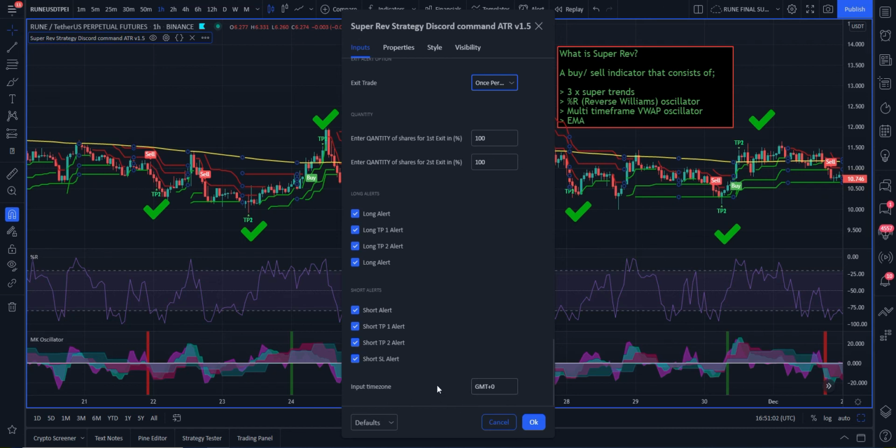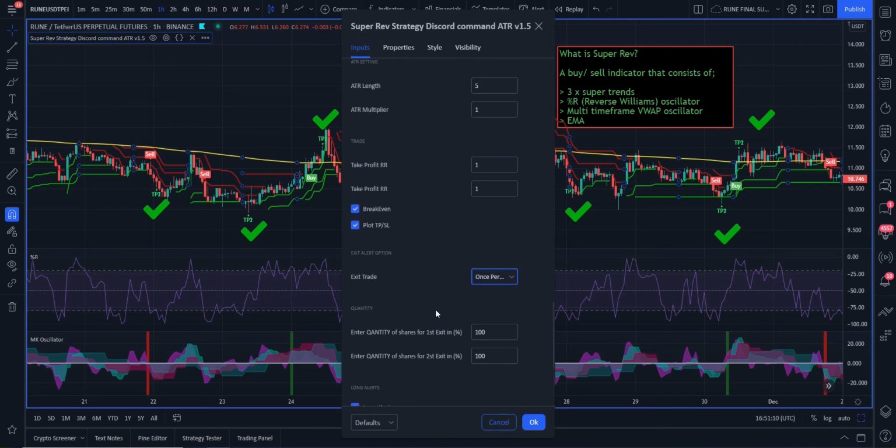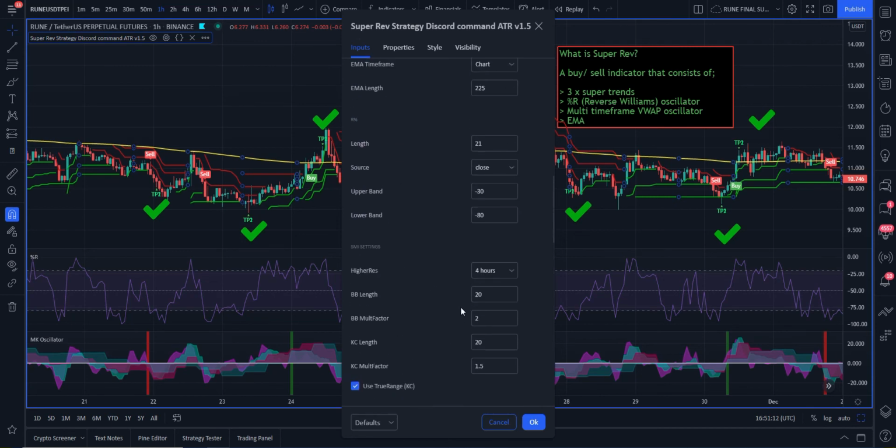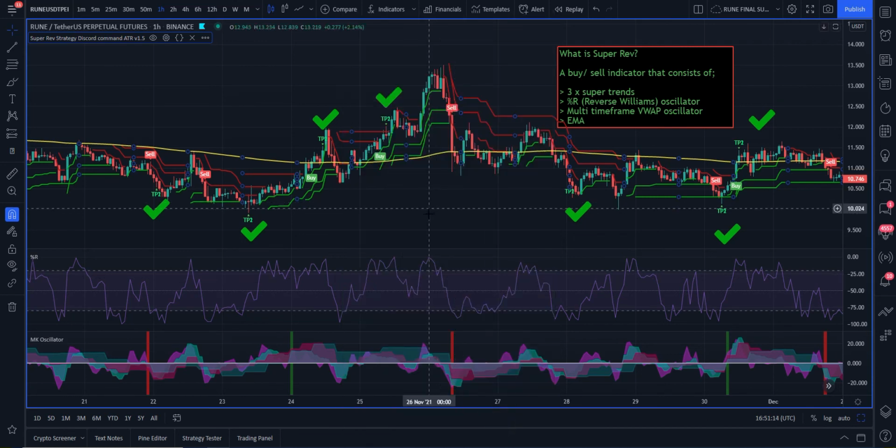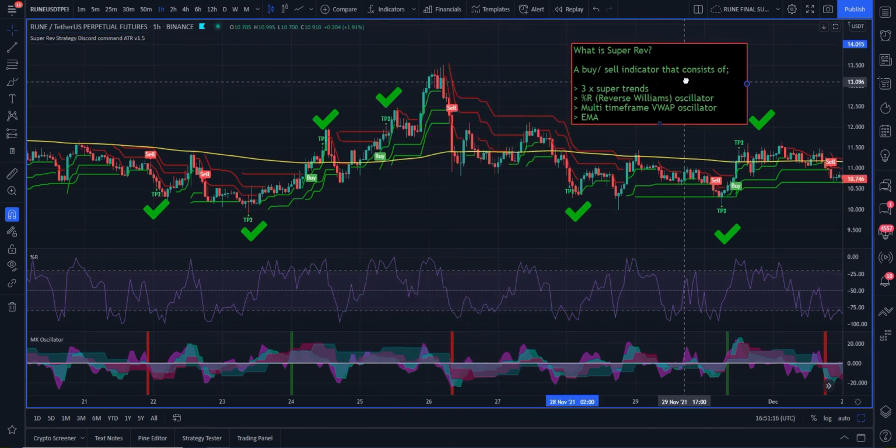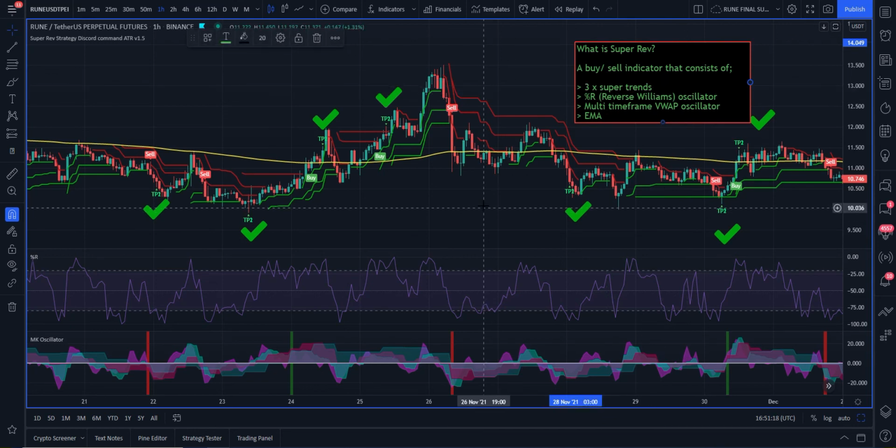This down here is just an input time zone, which we just have in our Discord version, so you shouldn't need to worry about that. So that's pretty much a rundown of the settings and the details of Super Rev. A lot to take in, but run through the video.